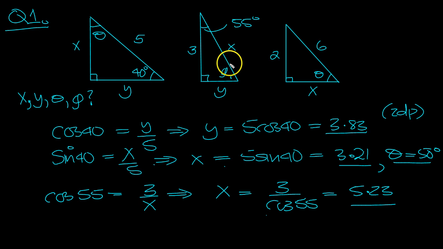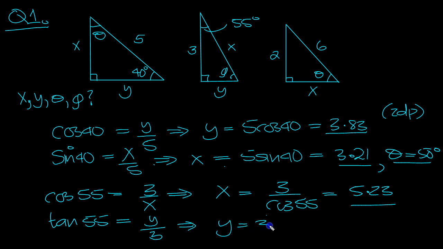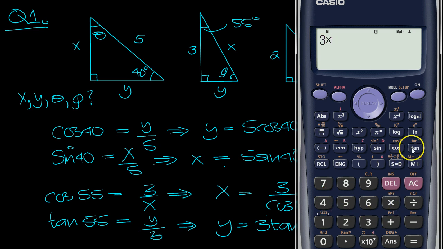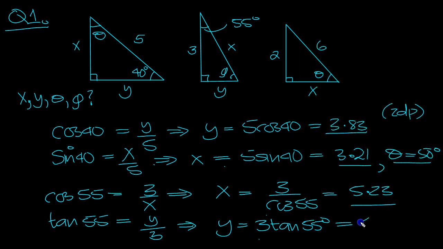Now let's do the sine then. Sine of 50, no, we'll do tangent, won't we? Because opposite over adjacent, and we'll get y. Tan 55 then is equal to the opposite, y, over the adjacent 3. So that tells us what y equals then. 3 tan 55 equals 3 times tan 55 equals 4.28. Okay, 4.28.